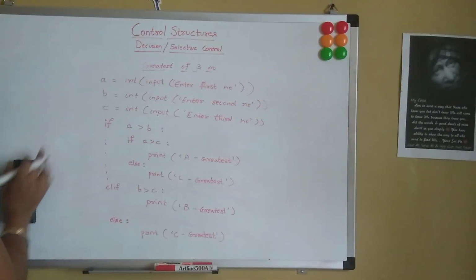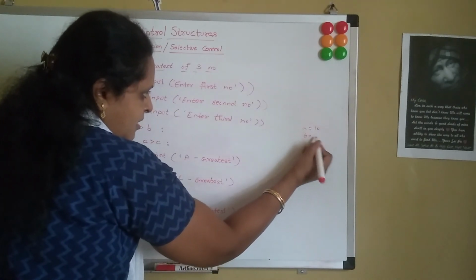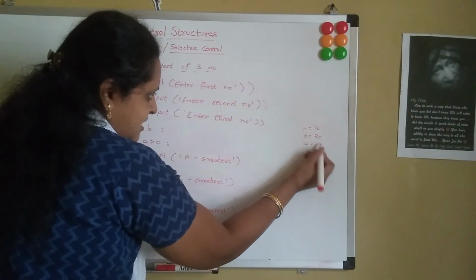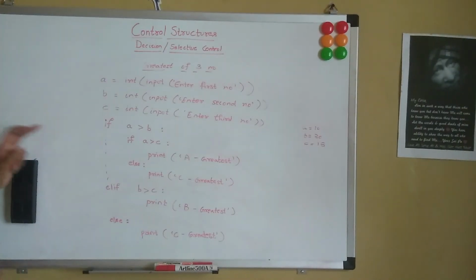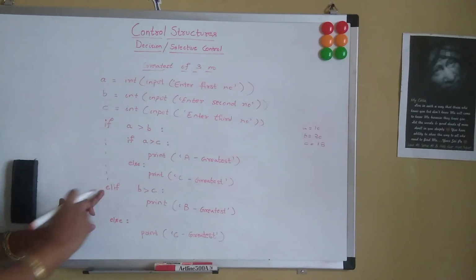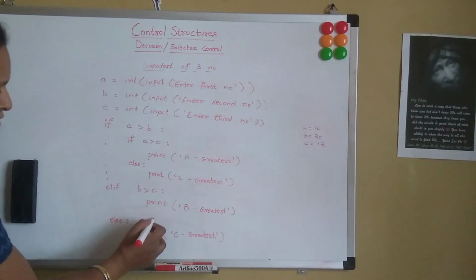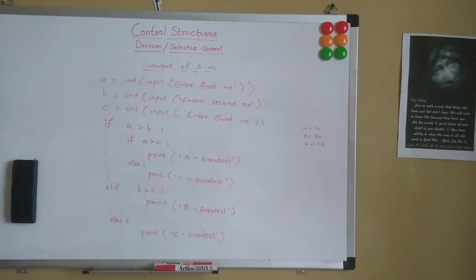Now let's take one more condition wherein A is 10, B is 30, C is 15. So first it will check if A is greater than B. A is not greater than B. So it comes to the elif condition. B is greater than C. Yes, B is greater than C. So it prints B as the greatest.